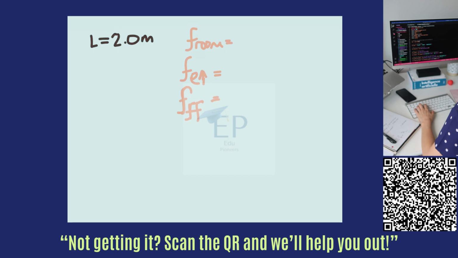For this problem, we are told we have a simple pendulum that has a length of 2 meters long, and we're trying to find the frequency that it is going to oscillate in 3 different scenarios. One is when it's just sitting in a room. Another is when it is in an elevator that's accelerating upward. And then the final is when it is in an elevator in free fall.